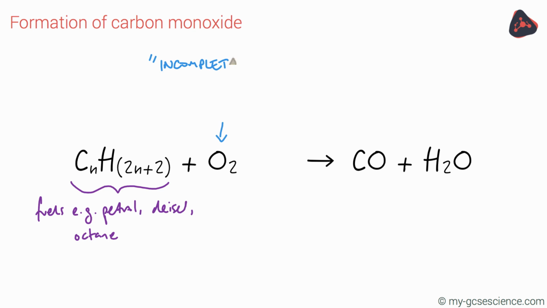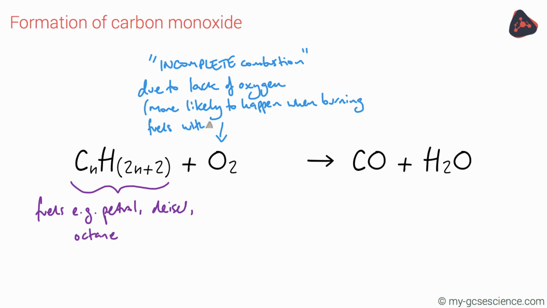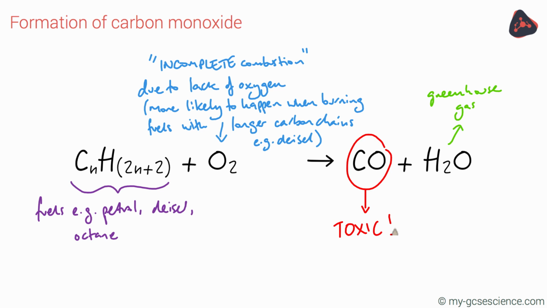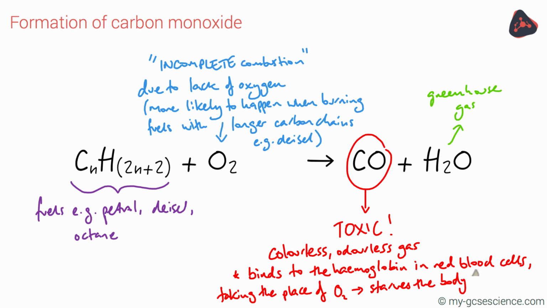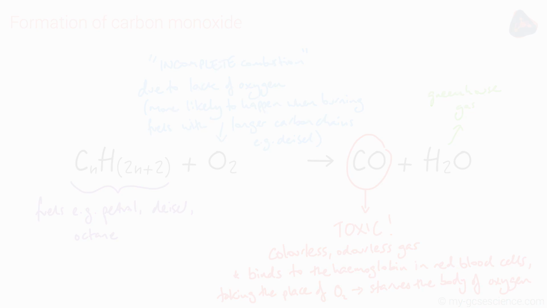If there isn't enough oxygen when fuels are burnt, which is more likely to happen when the hydrocarbons have a long chain length, then incomplete combustion occurs. Incomplete combustion can lead to the production of carbon monoxide, which is a toxic gas. It's colourless and odourless, so you can't tell when it's present, and it binds to the haemoglobin in red blood cells, taking the place of oxygen and therefore starving the body of oxygen, causing suffocation. In small quantities, carbon monoxide is relatively harmless, but if it builds up, such as in a garage or in a concentrated urban area, it can cause more severe problems.